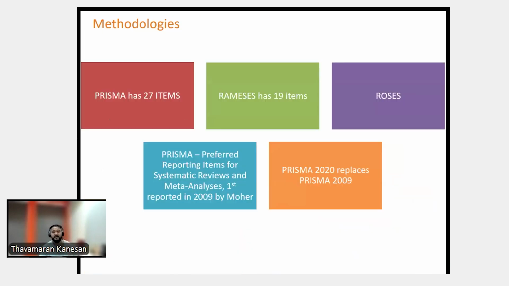Coming to methodology for systematic review. There is PRISMA, which has 27 items. Scoping review has 24 items. There are slight differences in the PRISMA diagram, the PRISMA process for systematic review and scoping review. Then we have RAMESES, which has 19 items, not really used widely. Then we have ROSES. We used ROSES in our paper recently. We experimented with ROSES. It went very well.